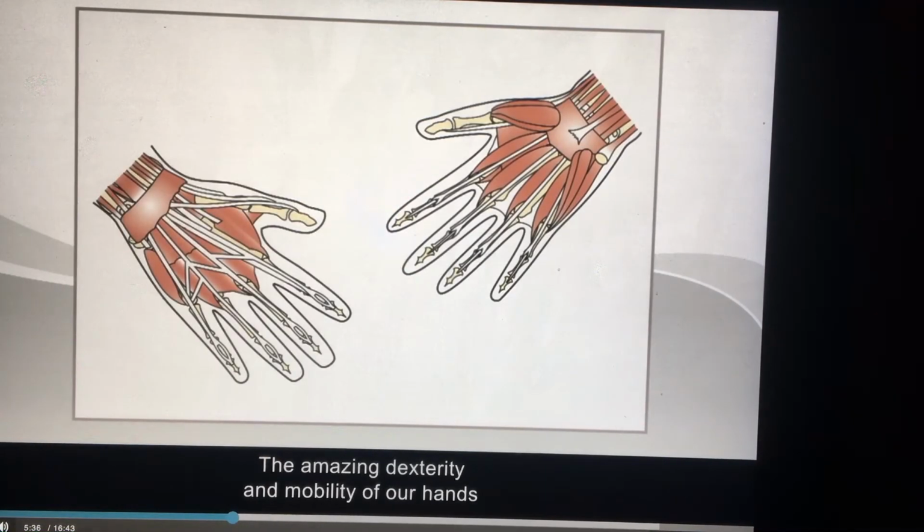The amazing dexterity and mobility of our hands are made possible by a number of small muscles that stretch over the fingers. Refer to your textbook for a listing of these muscles.